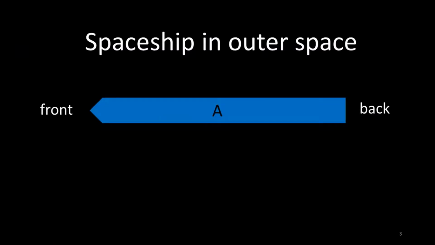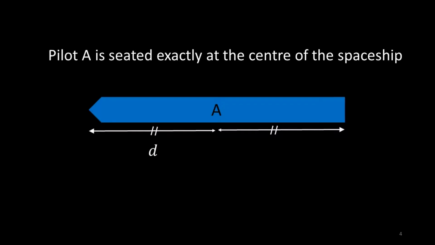Let's take a look. Here is one of the spaceships with its pointy front end on the left and its square back end on the right. This is spaceship A. The pilot of A is seated exactly in the center of the spaceship, so the distance d from each end to the pilot is the same. Let the pilot be an observer who is stationary in an inertial frame, so his spaceship is at rest in that frame. Here are the two spaceships side by side.